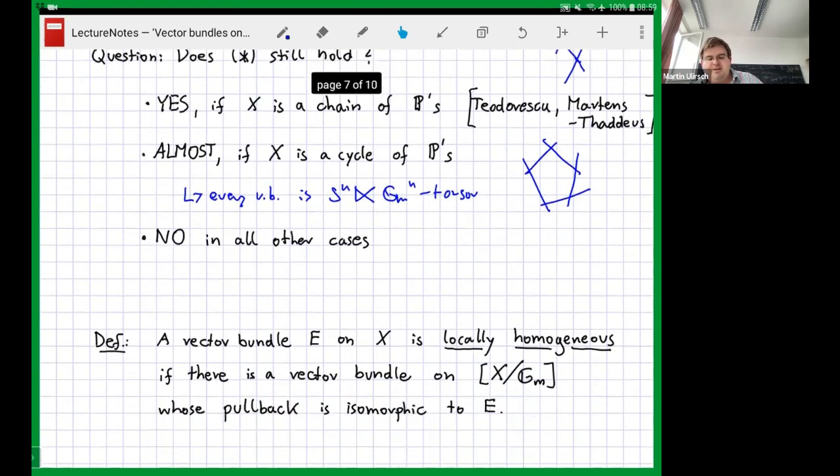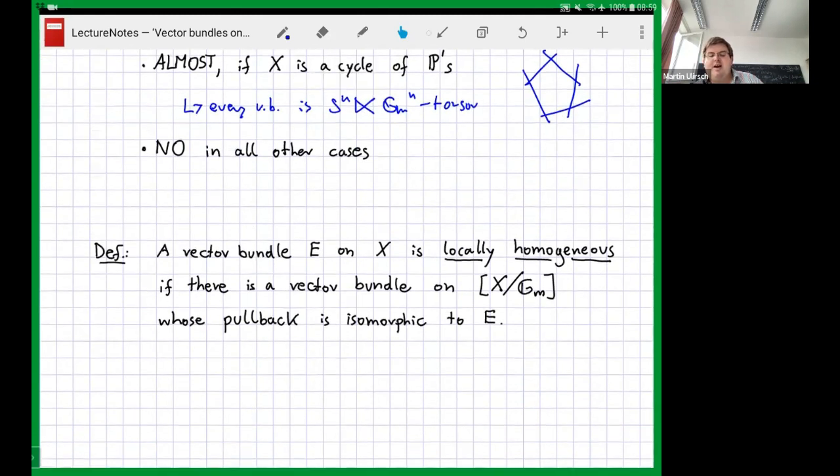And I propose it to be the following one. We say that a vector bundle on X is called locally homogeneous if, I mean, each of the G_m operations on the P1s come together to build a global G_m operation on your nodal curve consisting only of P1s. You can form the stack quotient. And I'm saying that a vector bundle on such a graph curve should be called locally homogeneous if it is a pullback of a vector bundle on this quotient stack.